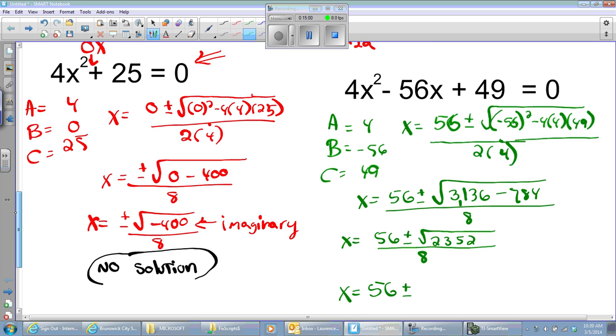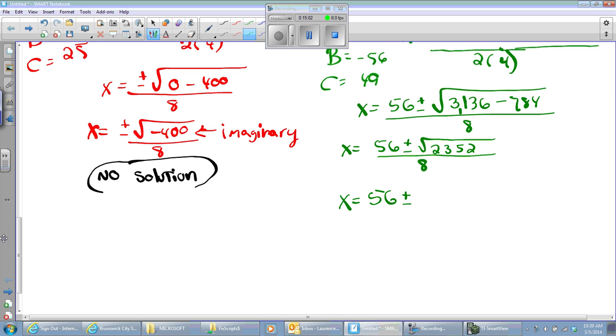14, 28. Yeah, I do have a mistake, but that's okay. I can still do it. I wanted it to come out pretty. It's not going to, but that's all right. 48.497. I'm going to the thousandths place.